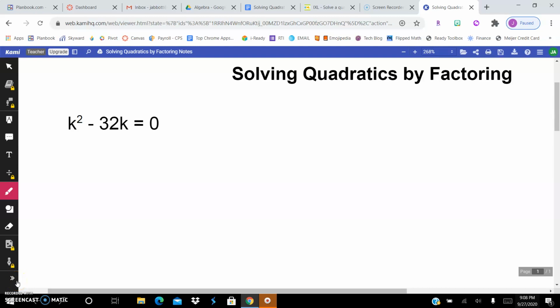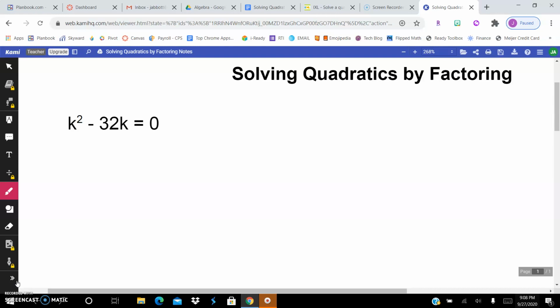We are solving quadratics by factoring today. So we're still looking for the zeros, but instead of graphing and trying to figure them out that way, we are going to do it by factoring and figuring out the answer. So we have k squared minus 32k equals 0.